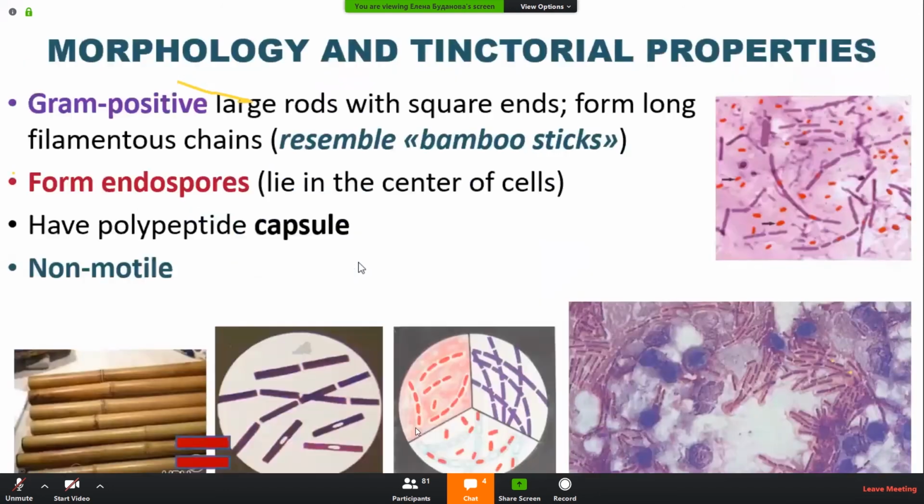Morphology and tinctorial properties. They're gram-positive big rods with square ends. They form long filamentous chains that resemble bamboo sticks. Form endospores with a central location inside. In gram staining, of course, it remains colorless. It is oval in shape. Bacteria are encapsulated. They possess polypeptide capsule, and they are non-motile, unlike soil bacteria, soil bacilli. They are non-motile. This is one of the tests used for differentiation.